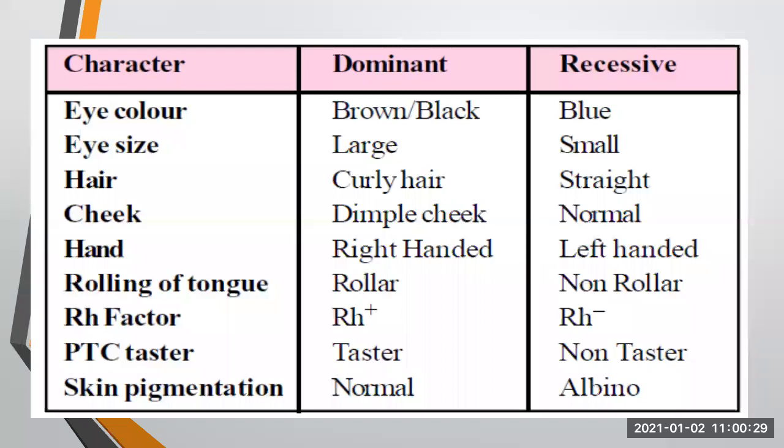Then taster: if you have taste on your tongue, that is a dominant character, and non-tasters are recessive. And having normal skin pigmentation is a dominant character, while being albino, you must have seen albinism, the people suffering from albinism, that is a recessive character.